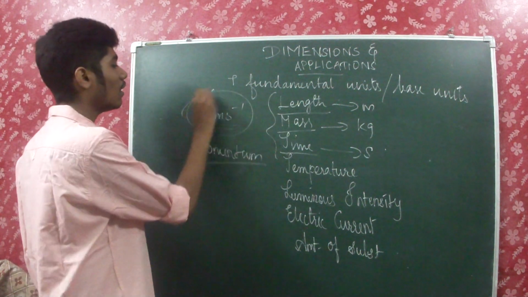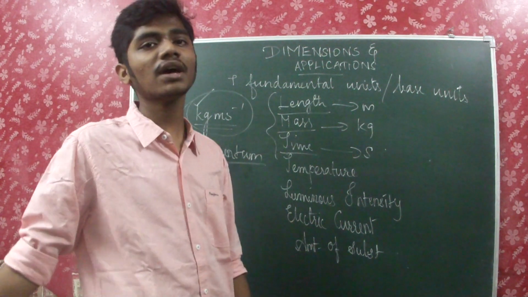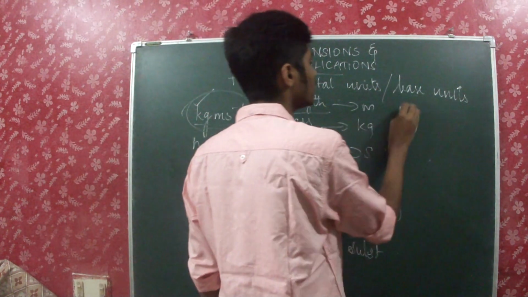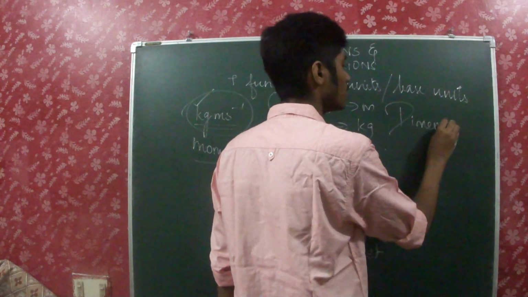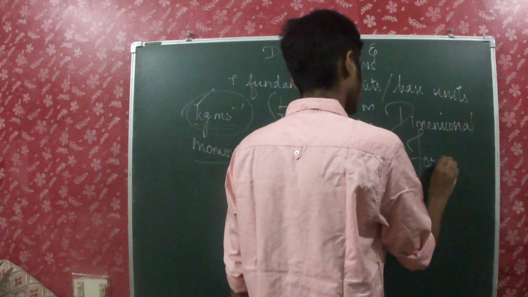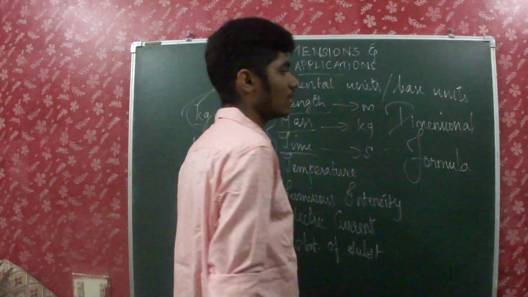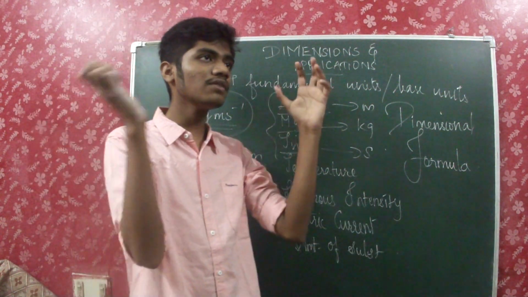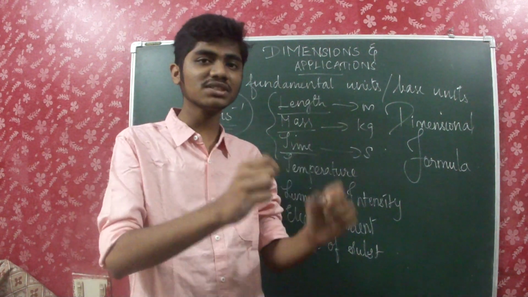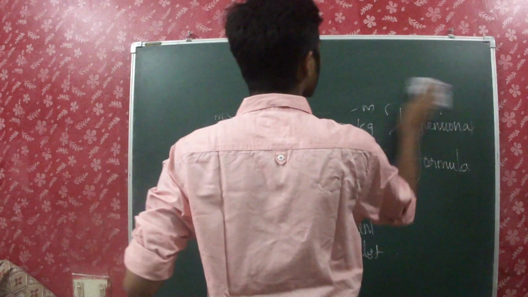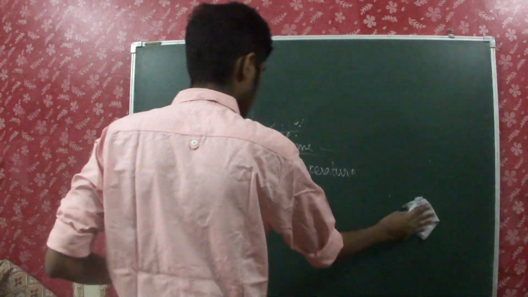All the derived units can be represented by a specific structure or formula, and that formula is known as the dimensional formula. So what is a dimensional formula? It is the combination of all the fundamental units which are put together to represent a derived unit. So how do we represent each of them? That's the next topic. How do we represent all of these?